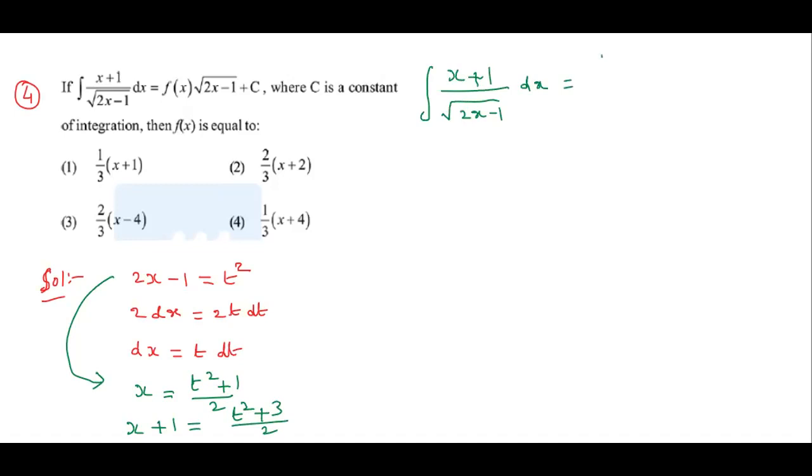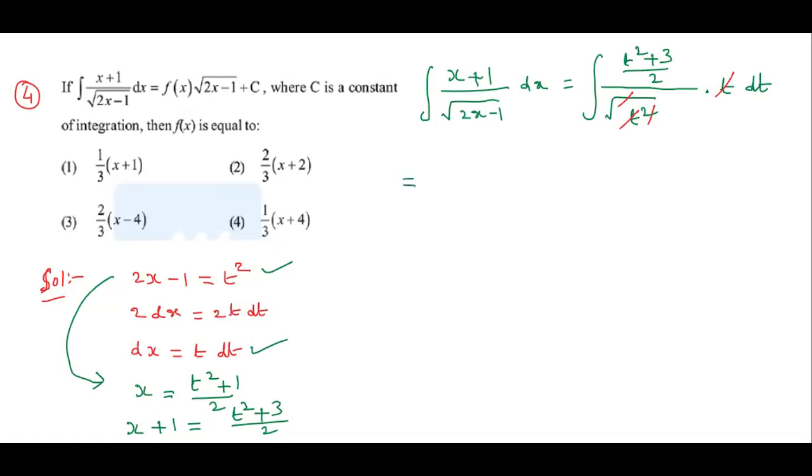Now the integration of (x plus 1) divided by under root (2x minus 1) dx is equal to the integration of: denominator under root 2x minus 1, and 2x minus 1 is equal to t square, so under root t square; numerator x plus 1 we already calculated, that is (t square plus 3) divided by 2, into dx, which is t dt. Here the square root cancels and t also cancels. Remaining is (t square plus 3) divided by 2 into dt.